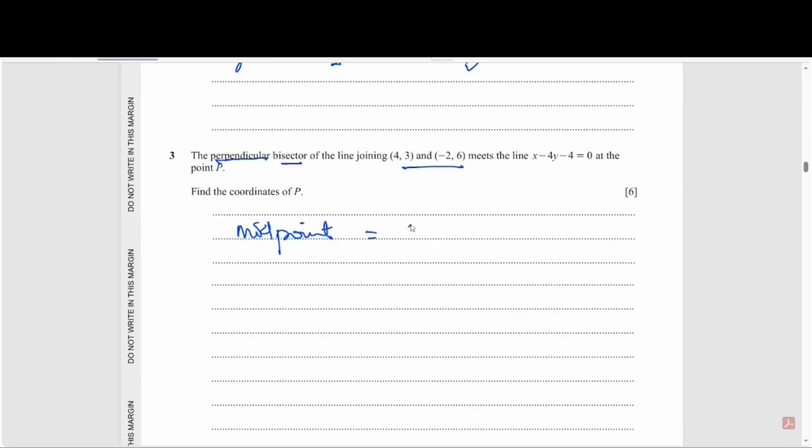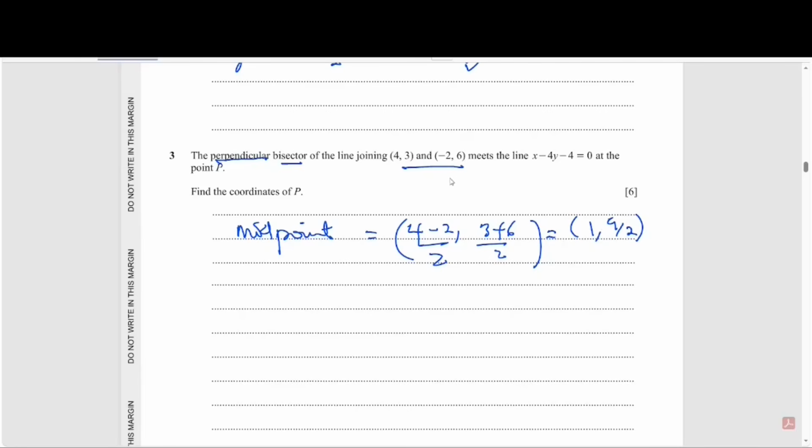is, we add the x components, 4 plus negative 2, and then 3 plus 6. Divide both of them by 2. Then we have 2 over 2 is 1, and then 9 over 2 or 4.5. So the new line that we are looking for passes through this point, this midpoint.